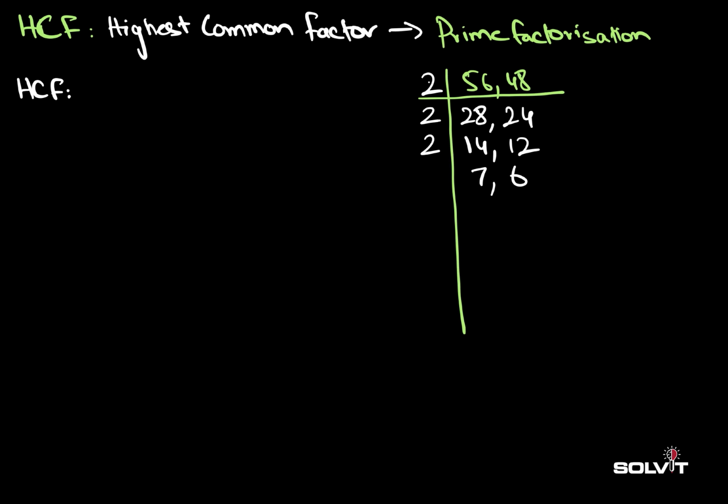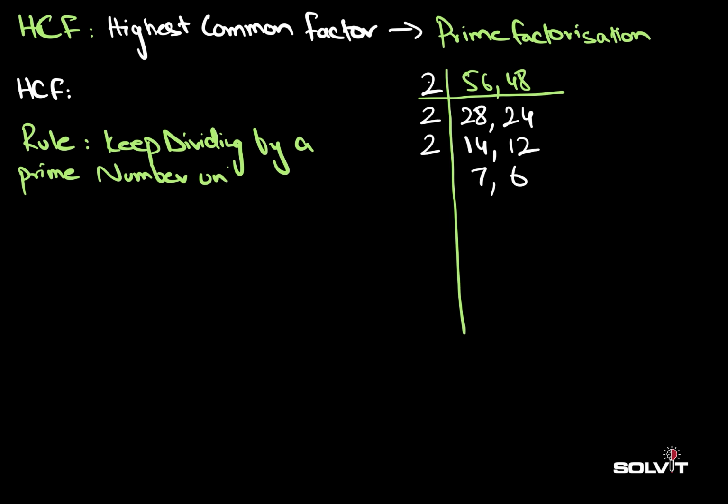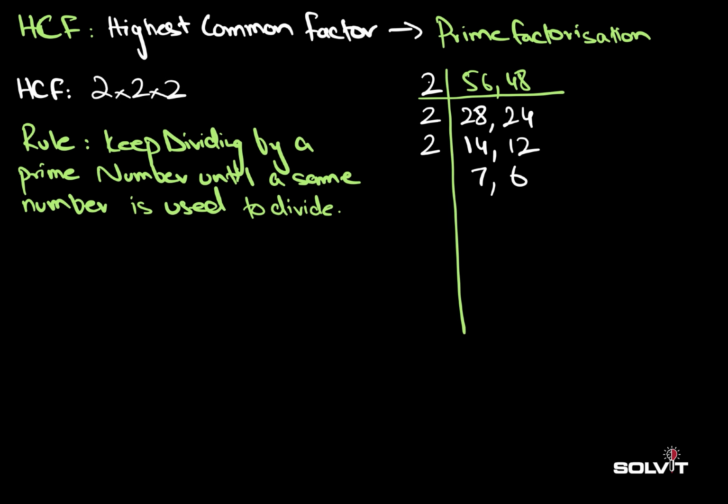But the trick for HCF, the rule for HCF is, keep dividing by a prime number until a same number is used to divide. So that means the answer is just this. The answer for HCF would be 2 into 2 into 2. So that means the answer for HCF is 8.